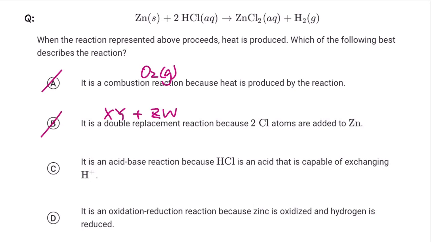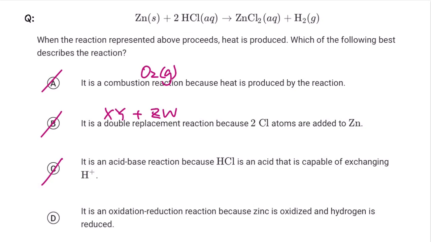C, it is an acid-base reaction because hydrochloric acid is an acid that is capable of exchanging protons. If the protons had been transferred to the zinc, then it would be an acid-base reaction, but it's not. So C is not the right answer. D, it is an oxidation reduction reaction because zinc is oxidized and hydrogen is reduced.